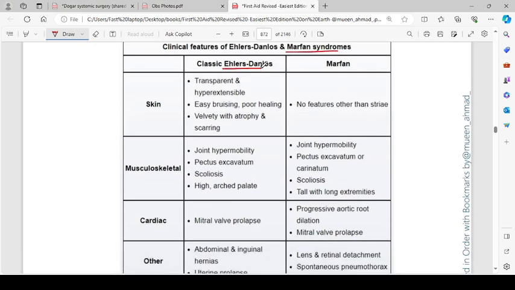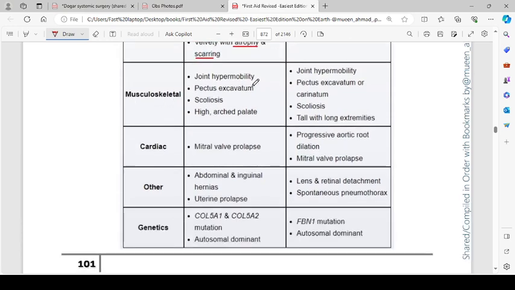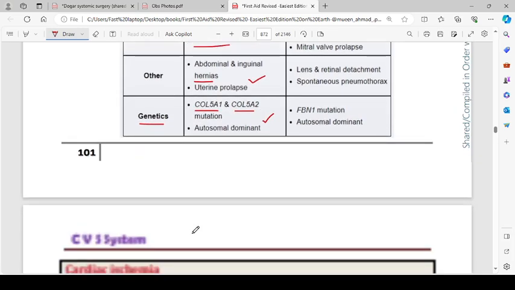So in Ehlers-Danlos syndrome, the skin is transparent and hyperextensible. There will be easy bruising and poor healing, velvety with atrophy and scarring. In the musculoskeletal system, there will be joint hypermobility, pectus excavatum, scoliosis, high arched palate. The cardiac system will show mitral valve prolapse. Other associations are abdominal and inguinal hernia and uterine prolapse. The genetics is COL5A1 and COL5A2 mutations, and it is also autosomal dominant, Ehlers-Danlos.